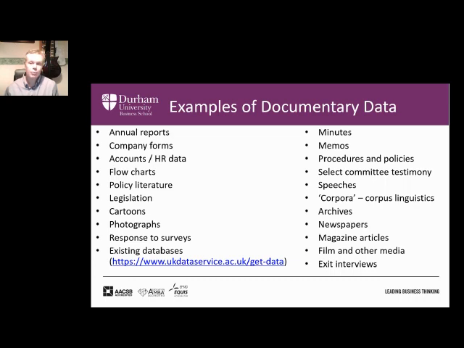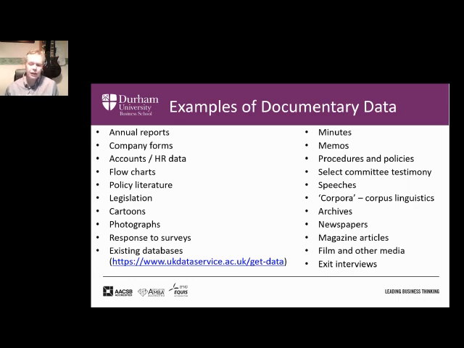There's a lot of literature and policy that could be relevant to people depending on the topic area, legislation and so on. I won't go through all of these, but I'll pick up a couple of important points. First, the bottom bullet on the left-hand side, existing databases. So there are already a lot of different sources of qualitative data, including interview data, which are publicly available. So you can draw on interview data that somebody else has already carried out if you can locate it and make it relevant to your project. There's a link there for one repository.